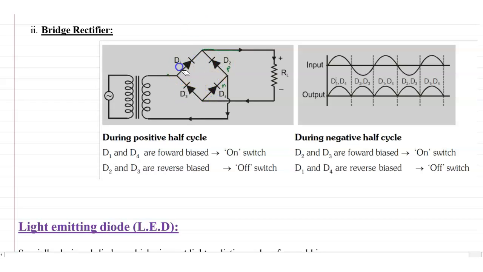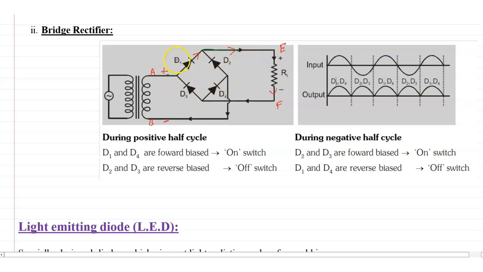Now let me explain. Suppose at any instant, this is positive, this is negative. Suppose this terminal is A, this terminal is B. Then diode D1 is in forward bias, D2 reverse bias. So current will go through this, but current cannot go through this because this is in reverse bias. Okay, so current has to go like that, right? And suppose current is flowing through E to F.